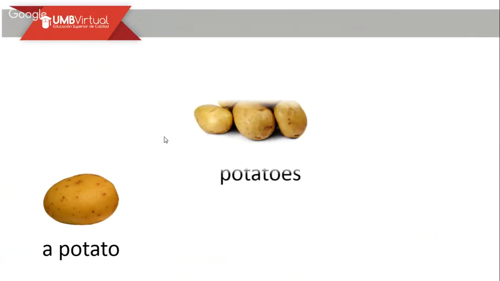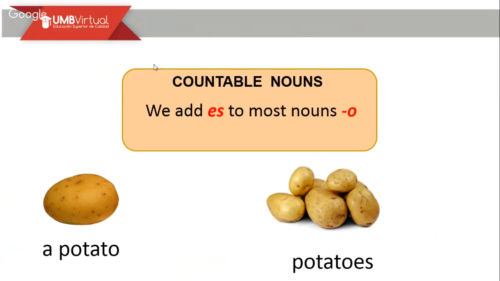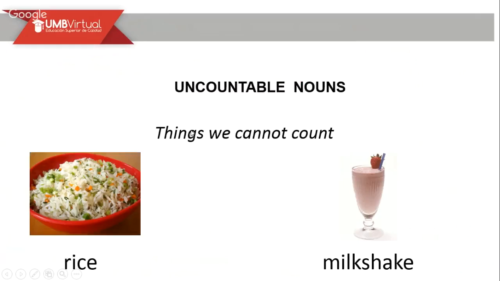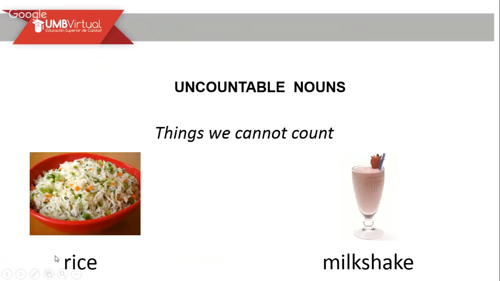Okay, let's continue. A potato, a delicious potato, and potatoes. What can you see according to that? Countable noun, we add es to most of the nouns. Cuando la palabra finaliza en o, vamos a agregar una es. Si este sustantivo se puede hacer plural. Claro que sí, en este caso podemos contar las papas, so they are countable in this way. So, we add es: potato, potatoes, a potato or one potato.